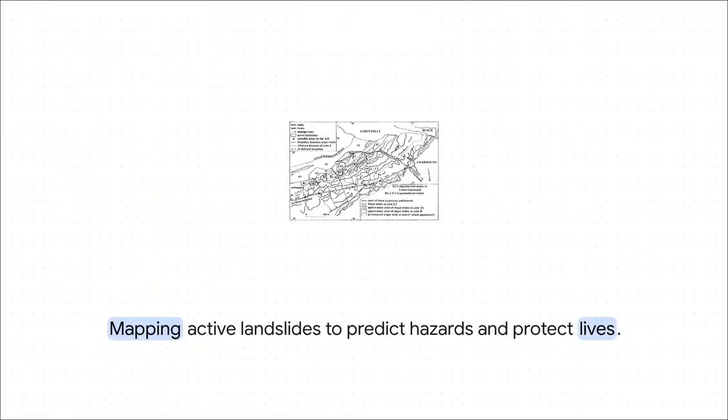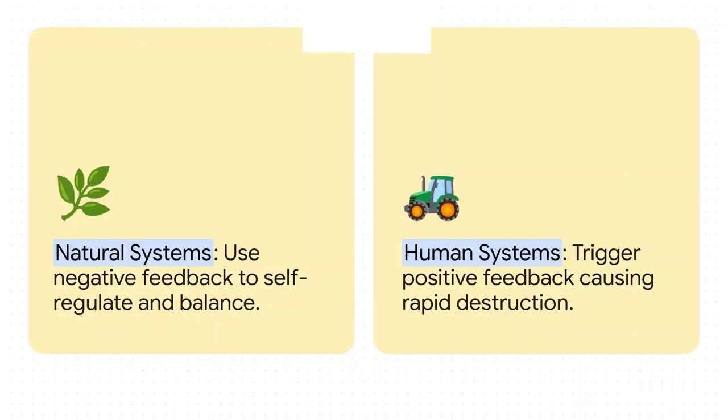Mapping out active landslide zones near coastal areas perfectly illustrates how scientists translate all that complex data into vital hazard predictions. By deeply understanding the slopes and materials, they can map out unstable areas to protect roads, vital infrastructure, and ultimately human lives. It's a real game changer. The ultimate application of this science is mediating between two clashing systems.